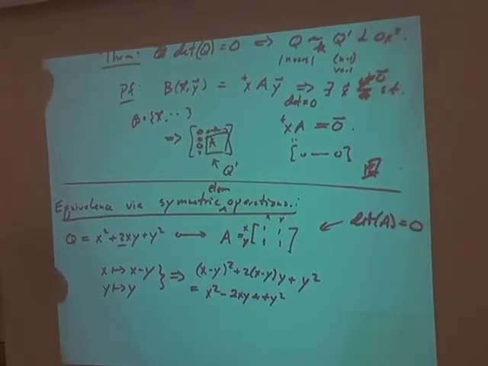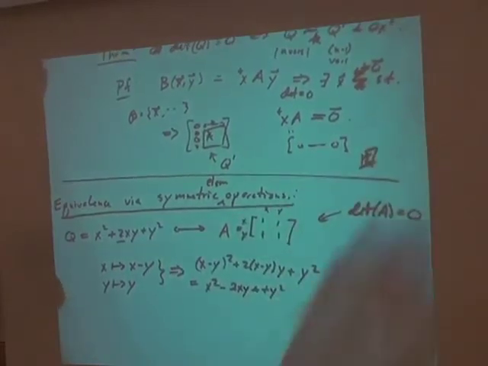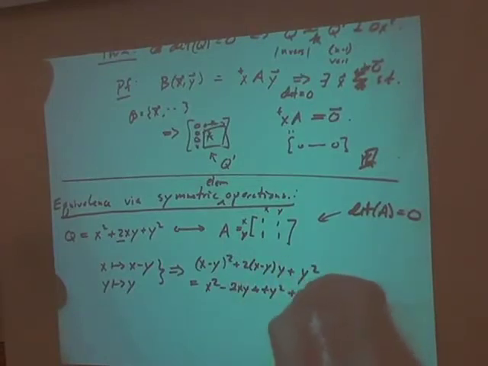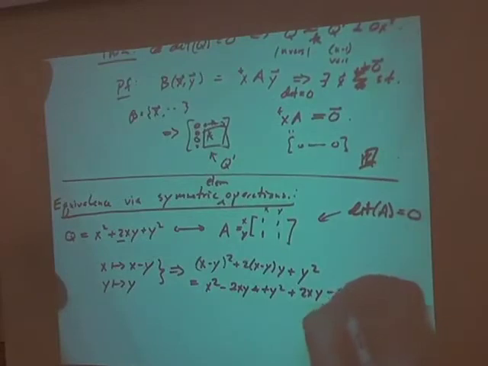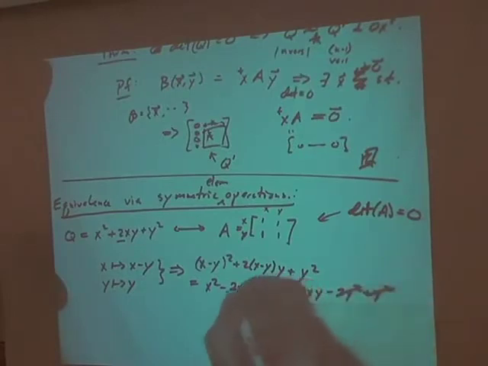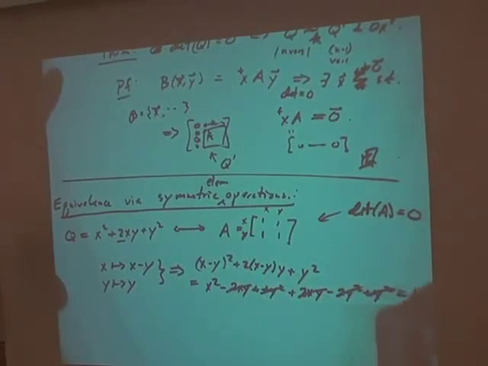Okay. Minus 2xy plus y squared. This is 2xy. I should never do this. Minus 2y squared plus y squared. And if you add everything up, the y squareds cancel. The minus 2xy and the plus 2xy cancel. And so this is equal to x squared.